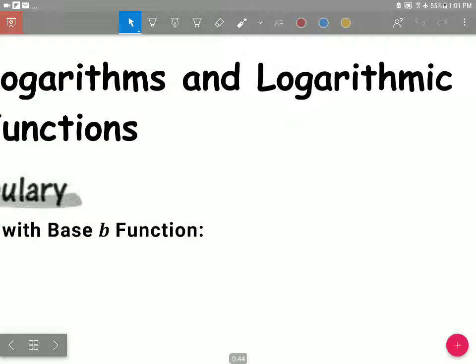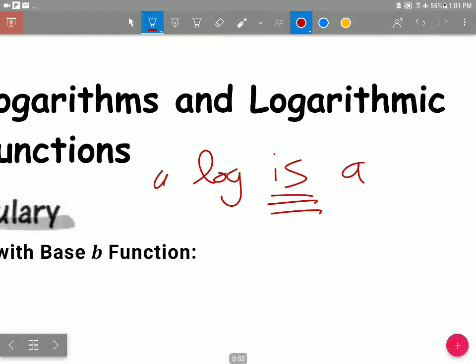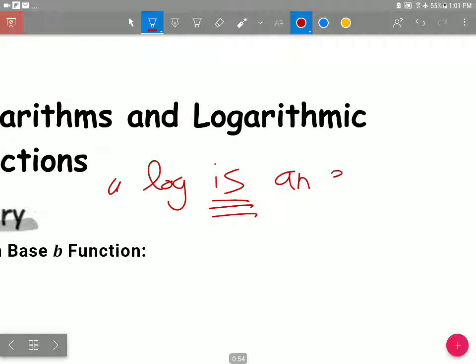But a log is an exponent. A logarithm is an exponent. They represent exponents.